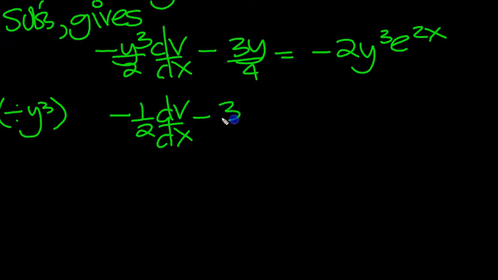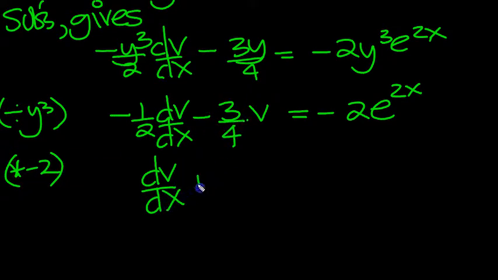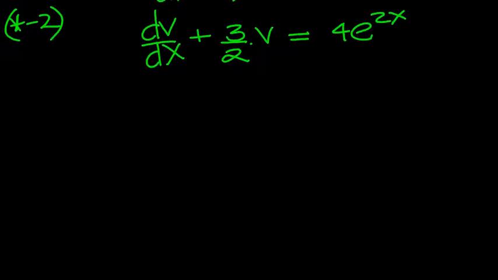And then we've got minus 3 over 4. With the y cubed, one of the y's will cancel. We'll get 1 over y squared, which is v, equals minus, and then the y cubed will cancel here, and we'll just have minus 2e to the 2x. Now we need to times by minus 2 all the way through to get rid of that minus a half. So minus 2 times minus half is 1, so we can just write dv/dx. Minus 2 times this thing here becomes a plus. One of the 2's cancel, and we'll get 3 over 2 times v is equal to, times this by minus 2, we get plus 4 e to the 2x.